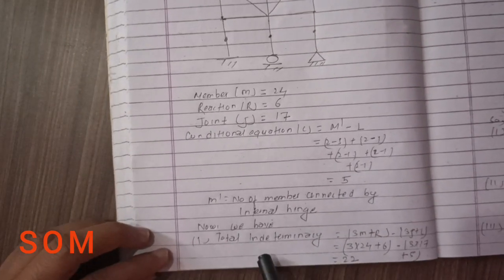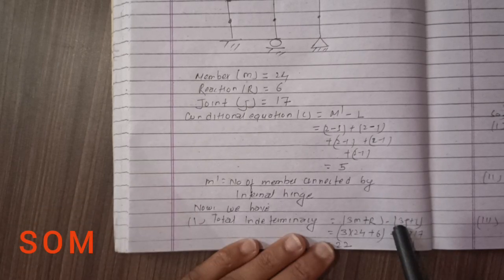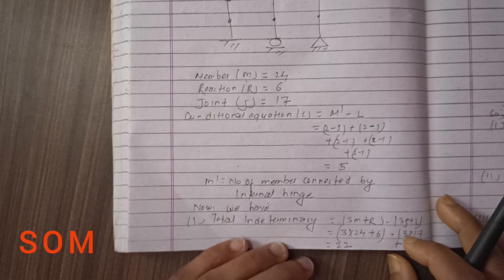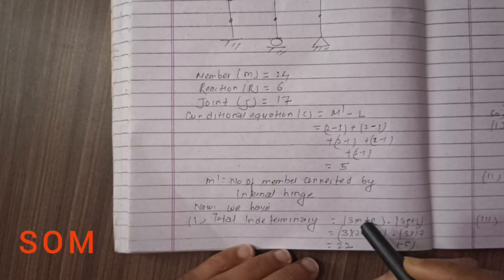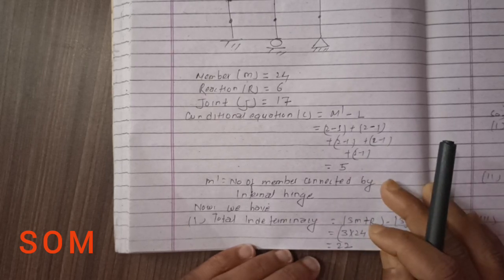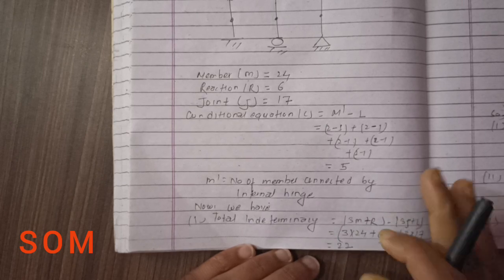So now we have the formula of total indeterminacy: 3m plus r minus 3j plus c. You have to know and read this formula, because on the basis of this formula we can calculate the total, external and internal indeterminacy in the examination. So if you put in the values, you will get 22.